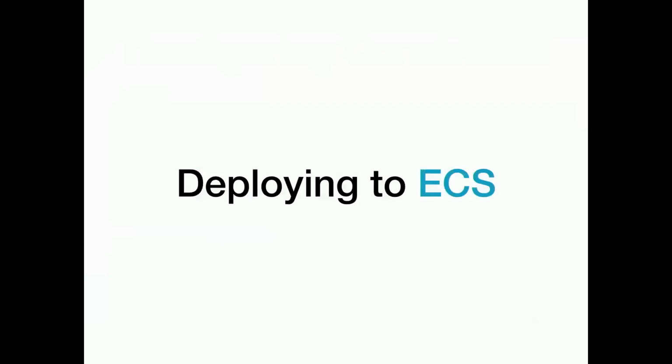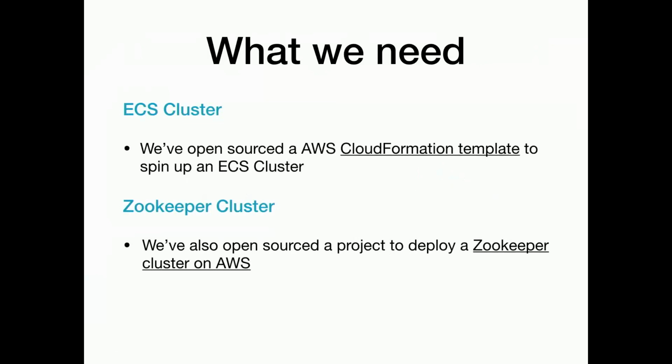So we've just covered all the challenges that we faced when trying to deploy this into ECS. Now let's look at actually how to deploy this to ECS, now that we've solved all those problems. The prerequisites are to have an existing Akka cluster and an existing Zookeeper cluster. We've actually open sourced all our work on this, so you can spin up an ECS cluster in your existing AWS infrastructure, and the same goes for Zookeeper.